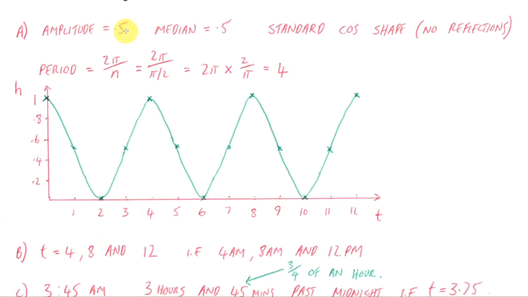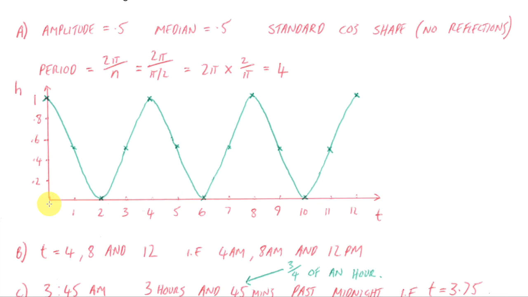So my amplitude is 0.5, my median is 0.5. So the maximum height I'm going to achieve is the 0.5 plus the amplitude to give me a 1. And that's what I need to be able to show on my h-axis. The lowest value I'm going to have is the median minus the amplitude, so a 0. And again, that's there on the h-axis.